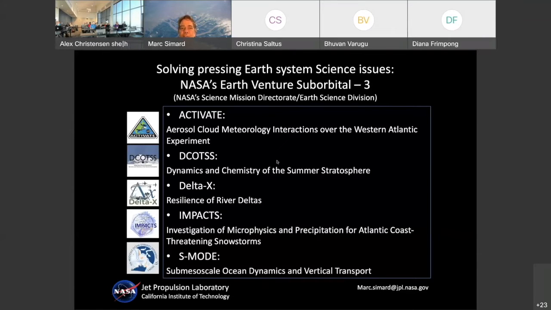So what you see here is that Delta X is the only one of those 5 missions that look at the landscape. The other ones, 3 of them are about the atmosphere. 1 of them is about the ocean. So this is a quite important mission for NASA. And we were able to demonstrate a lot of new measurements that we'll be presenting to you in the next couple of days.